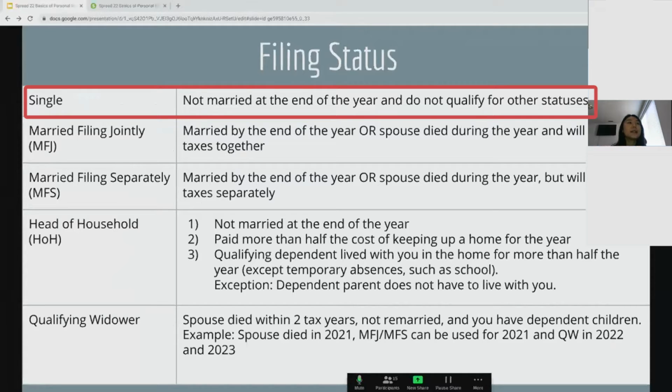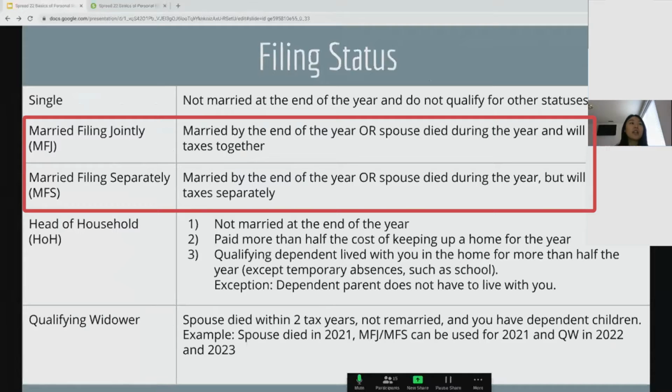The other option is if you're married, right? If you're married, you can either choose to file together with your spouse or you can choose to file separately. And you can actually use these married filing statuses if your spouse died during the year. So the year that your spouse died, you can still use the MFJ for short, and MFS filing status.